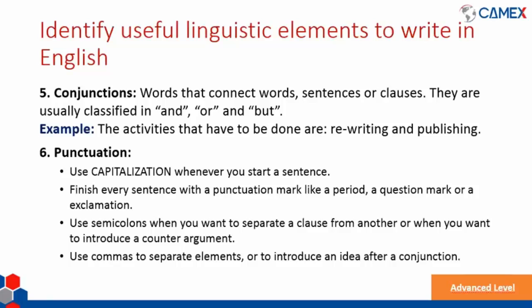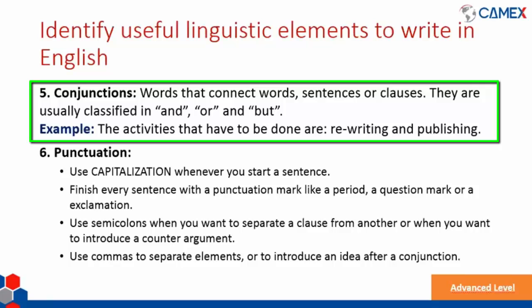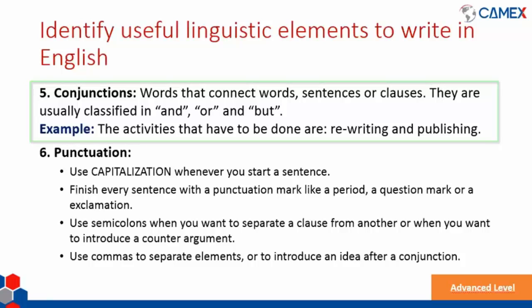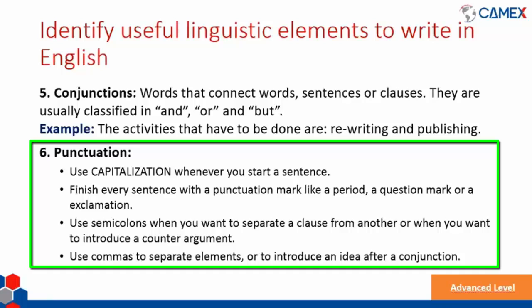Okay, here we have the final elements, which are conjunctions and punctuation. Conjunctions help us connect words to form sentences and sentences to form clauses. Okay, they are usually classified into and, or, and but. So I'm going to ask you to identify the conjunction in the example.